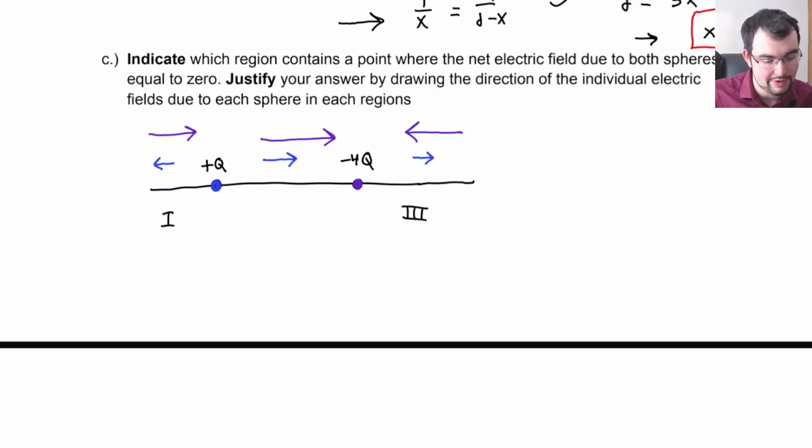Now if we think about it, it cannot be region 3, because the only way it could be 0 in region 3 is if somehow the field produced by the plus q exactly canceled the field from the minus 4q. But the minus 4q is the larger charge. So it's always going to be true that the purple vector is going to be longer than the blue one in this region. So it's actually not region 3. By elimination, it's going to be in region 1.